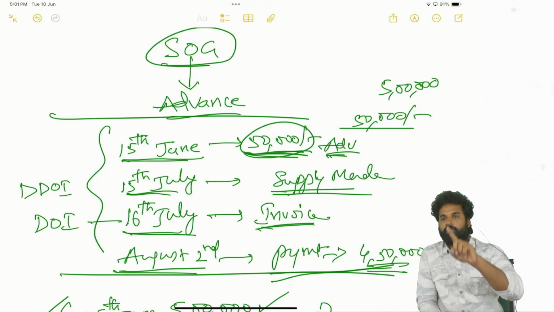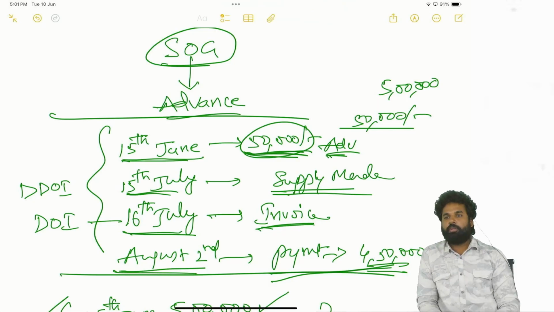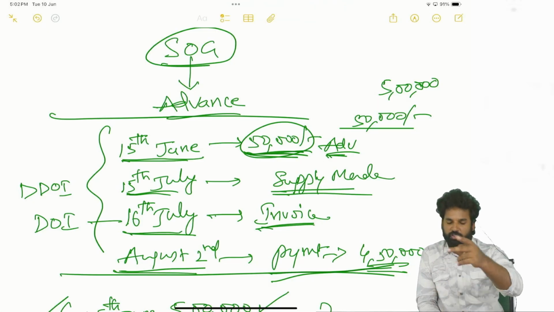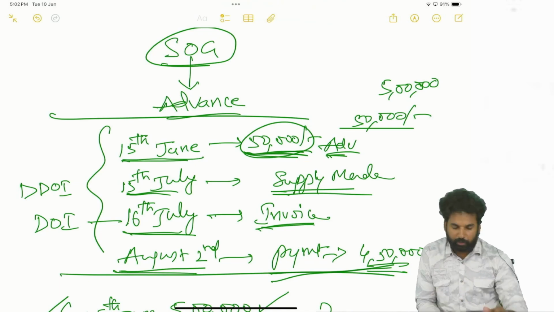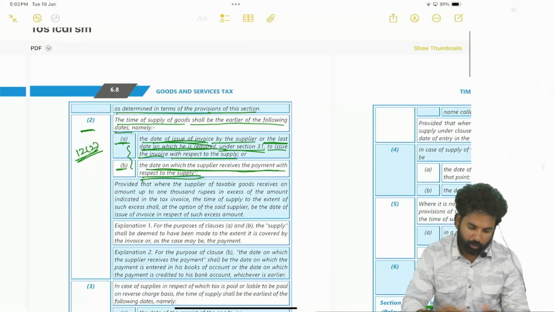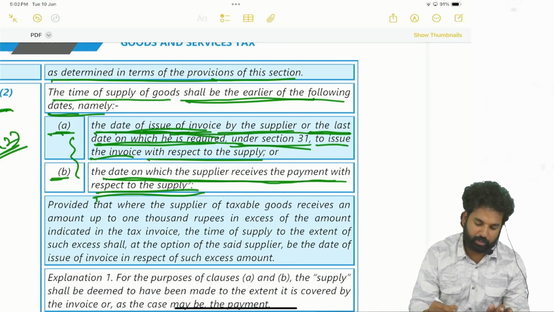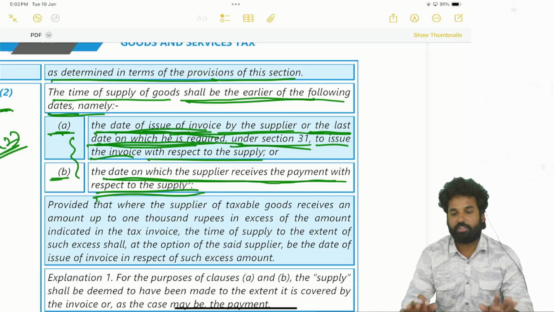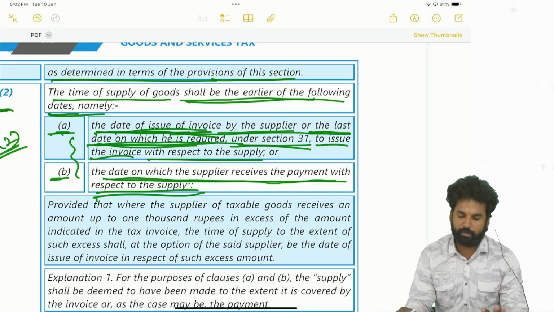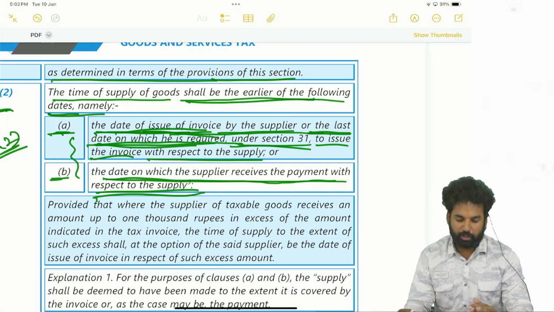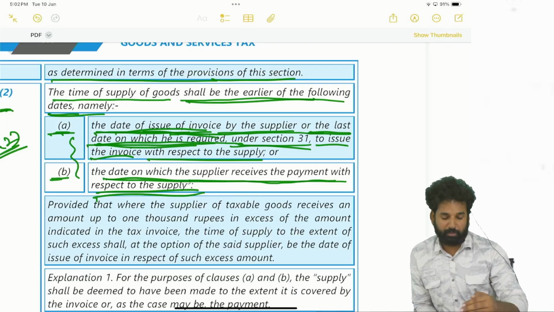What is that? Date of invoice or date of supply? Date of supply is nothing but on or before such date the invoice has to be issued. Due date of invoice. Okay, date of invoice or due date of invoice, whichever is earlier. You got this point, right? Time of supply of goods shall be the earliest of the following dates, namely the date of issue of invoice by the supplier, or the last date on which he is required under section 31 to issue the invoice with respect to the supply, or the date on which the supplier receives the payment with respect to the supply.